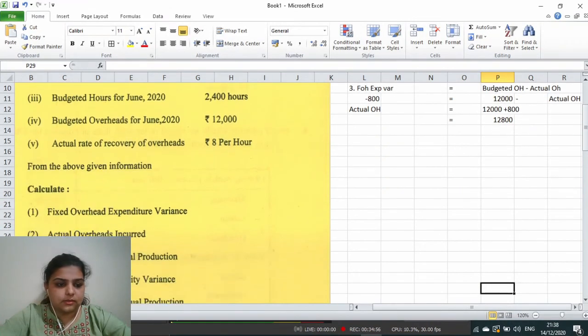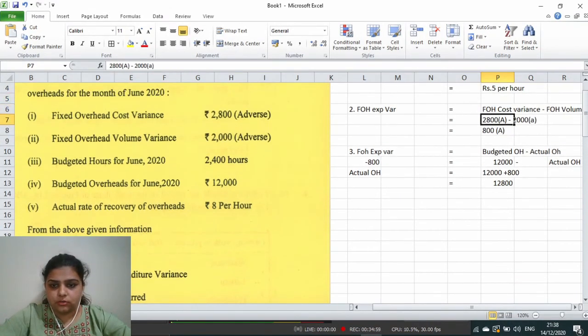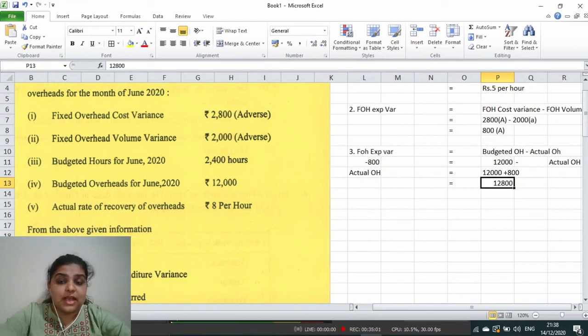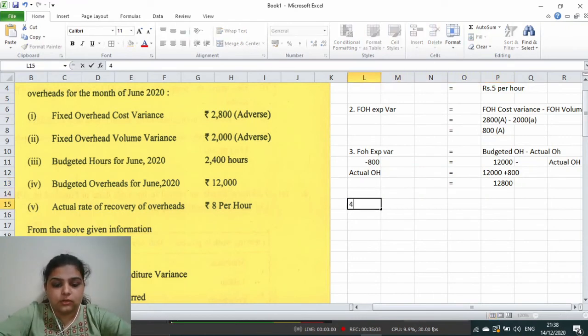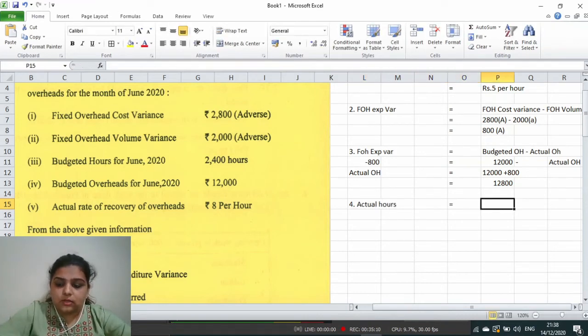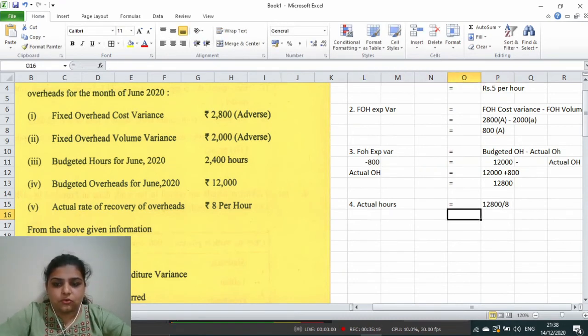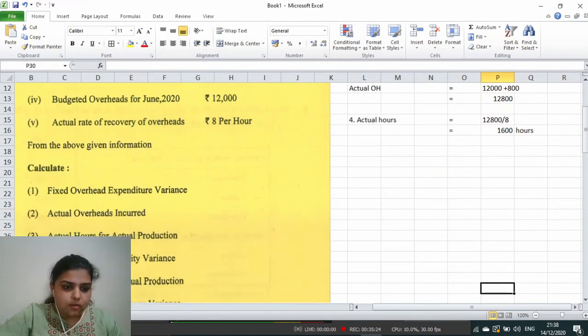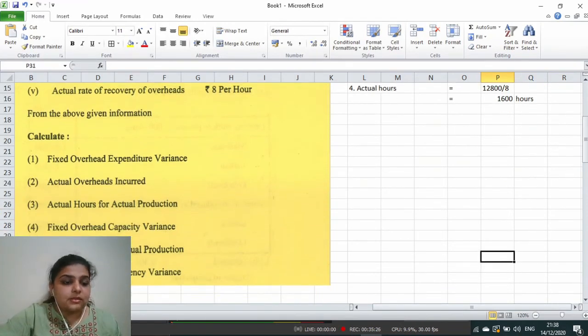What are they asking us? Actual hours for actual production. Now, can you see here they have given us the actual rate of recovery. Let us use it. Actual hours will be found from that. Actual rate is 8, so my actual hours are 12,800 divided by 8, 1600. This is my actual hours.